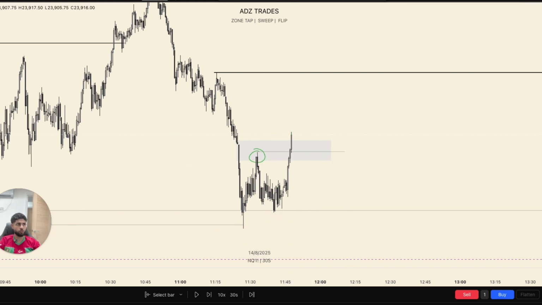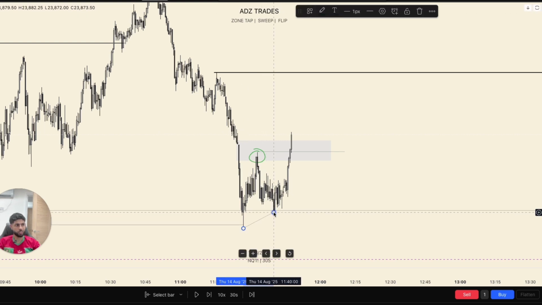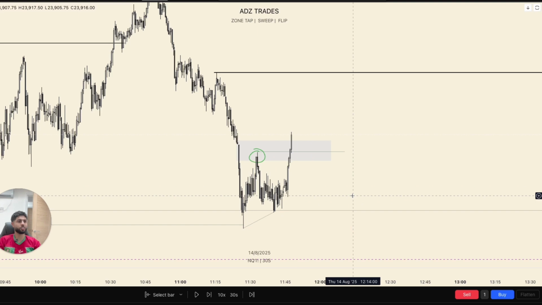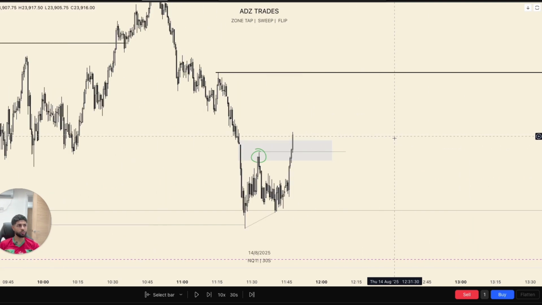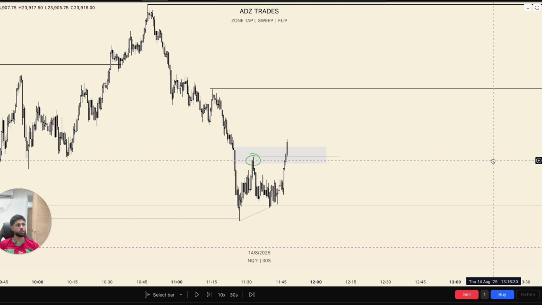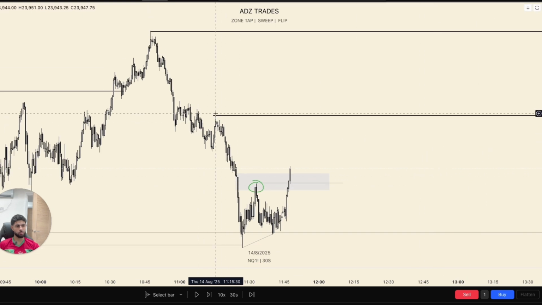As an additional confluence, this was also an SMT between ES and NQ. ES made a lower low, NQ didn't. So now this is my sign without waiting for structure, because structure is always the best, but we don't have structure in this example to above here.